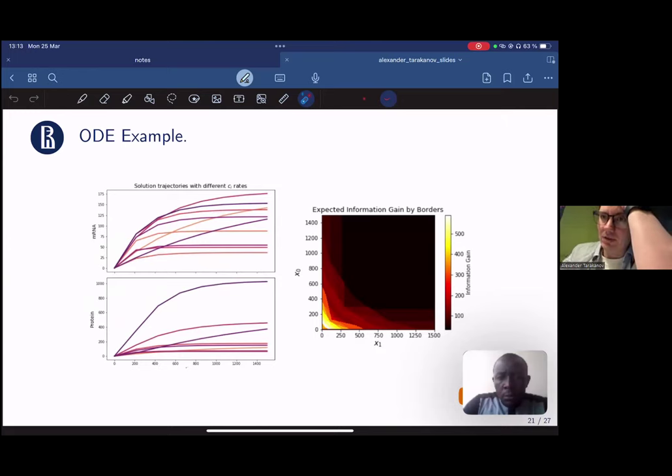The information gain depends on six variables now. It's six moments of time where we measure the data, and it is not clear how to visualize a function of six variables. So what we do, we take the earliest measurement and the latest measurement, and we suppose that all other four measurements are uniformly distributed in this interval.